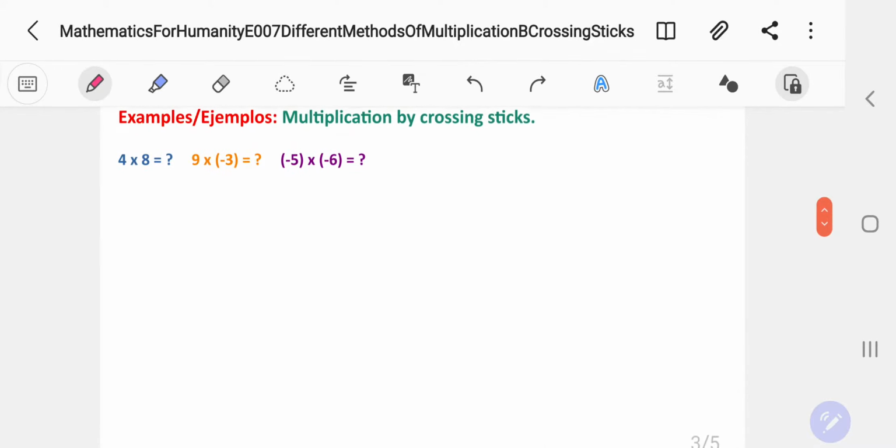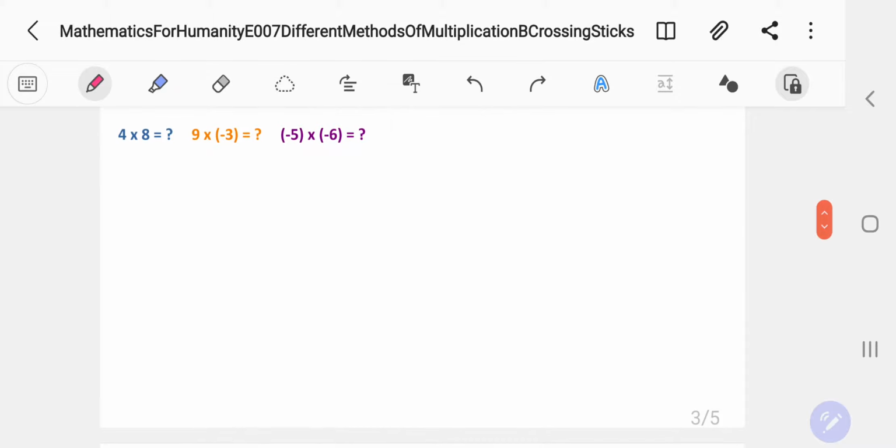So we'll start with 4 times 8. So we draw these sticks. Just follow the procedure that I'm going to do, and then you're good to go. So for example, we have 4 times 8, then we draw 4 sticks and 8 sticks crossing the 4 sticks. So let's do this like this.